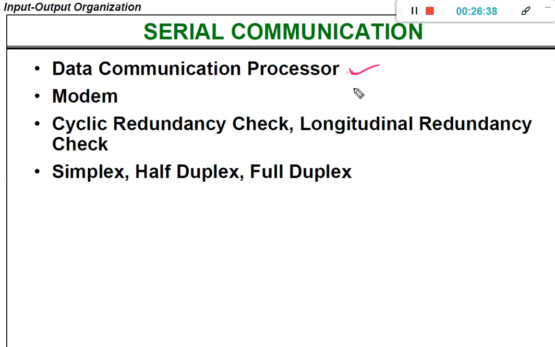So the data communication processor is going to perform the data transmission between any two devices. To perform the data communication, we definitely need an interconnecting device known as the modem. What is meant by modem? Modem means modulator, demodulator. This modem converts digital signals into analog signals, and analog signals into digital signals.